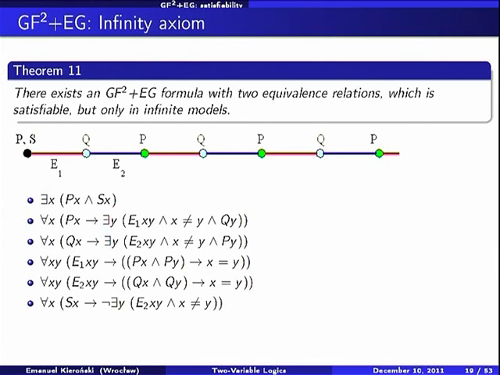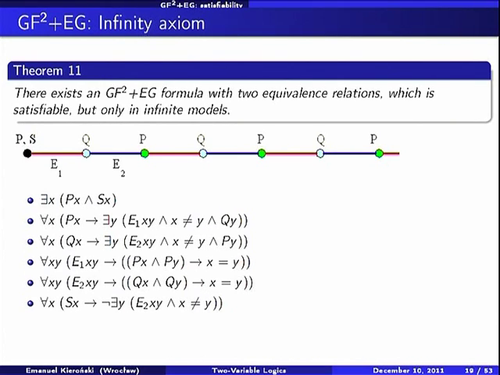The first one says that in every E1 class, there is at most one element satisfying P. We enforce it by saying that for all pairs of elements connected by E1, PX and PY implies that X is equal to Y. The trick we used, about which I told you earlier. Similarly, in E2 classes, we allow only for at most one element satisfying Q. Yes? And because of this first element in P and S, we say that for each element satisfying S, its E2 class is trivial. It's just a singleton.